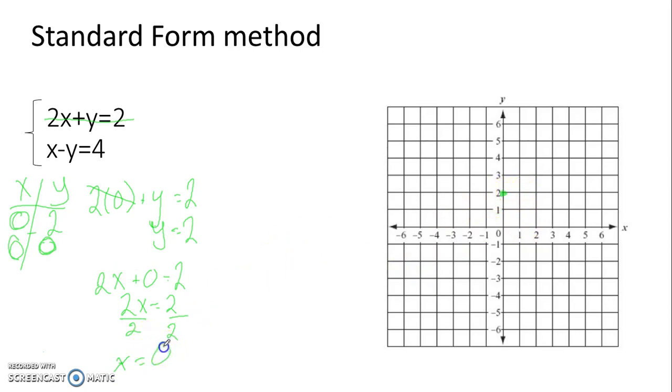I'm sorry, not x is equal to 0, x is equal to 1. Probably like, Miss Sandwich, what are you talking about? 2 divided by 2 is 1. So we have 1, 0. So we're going to plot the point at 1, 0. Now we have the x and y intercept, and now we can simply draw a straight line right through.